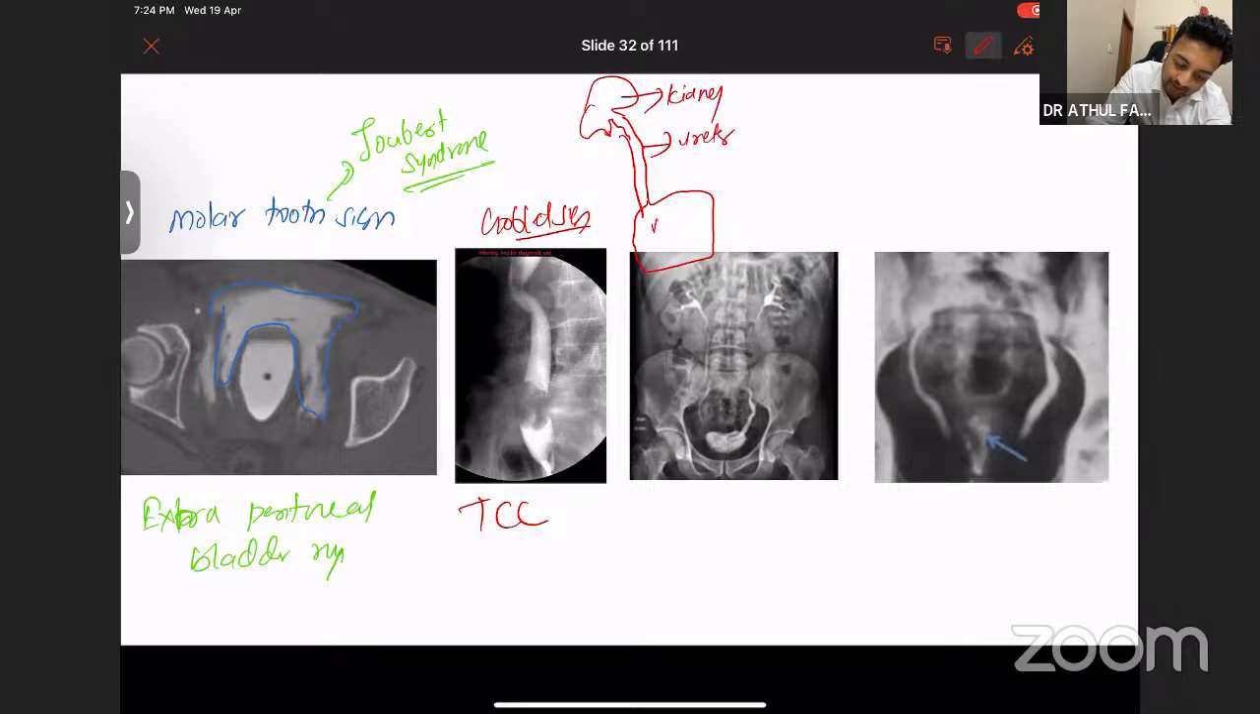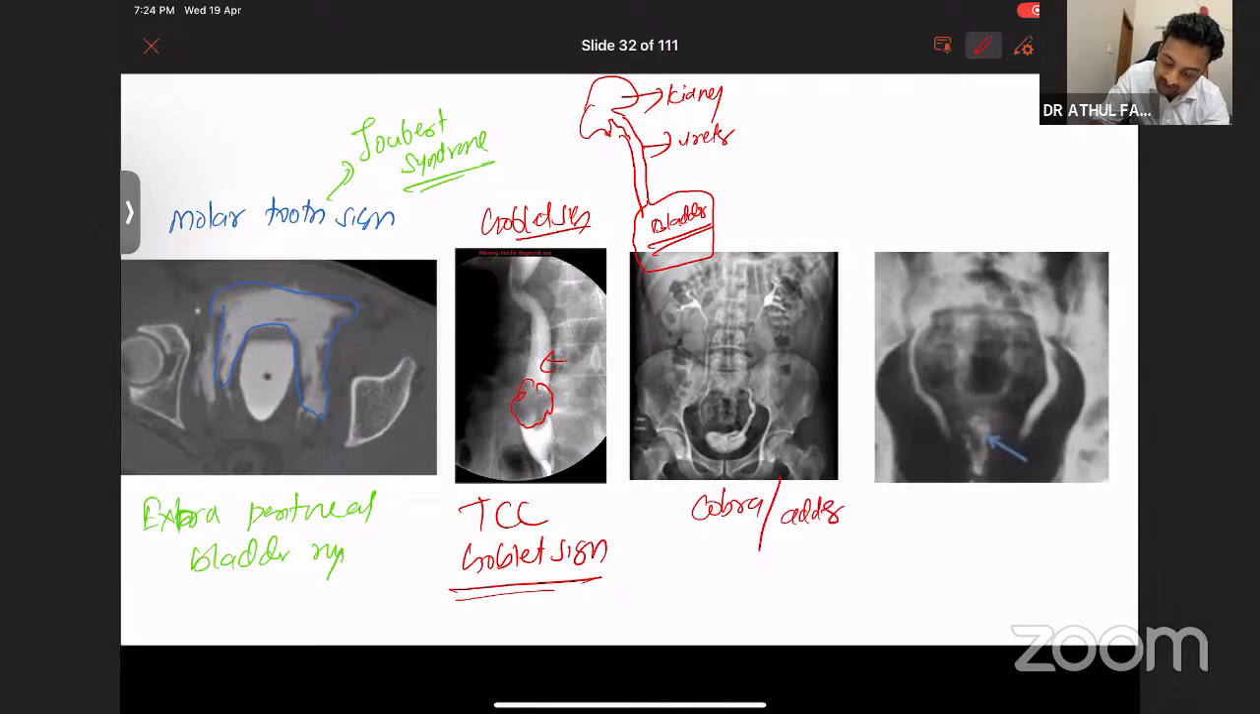It can be seen in the bladder. Okay. So anywhere along the urinary tract, you will be able to see transitional cell carcinoma. And if it comes in the ureter like this, this appearance is known as the goblet sign. This is the goblet sign. Okay, just remember that.